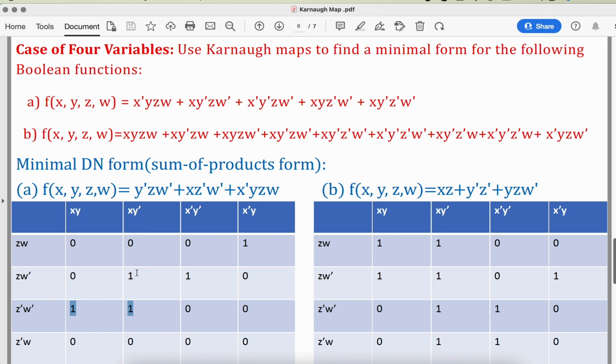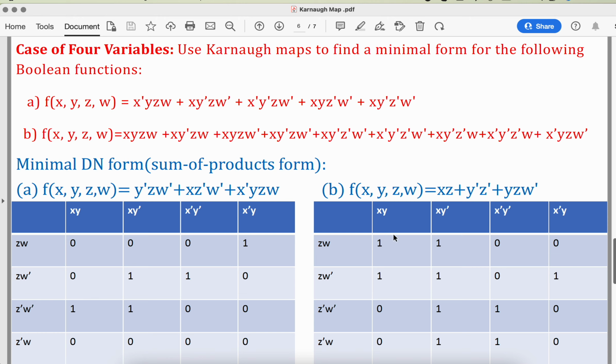So here in this case we have 3 rectangles. One is this rectangle, this gives Y' ZW'. One is this rectangle, this gives X Z' W. And one is this isolated square, meaning X' Y Z W. Now for these terms, we will construct a Karnaugh map, like in previous examples. This is X, Y, Z, W.